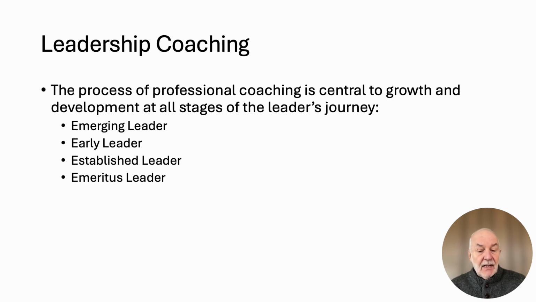Leadership coaching, as you can see on the slide, is the process of professional coaching which is central to your growth and development at all stages of your leadership journey, whether it be as an emerging leader, an early leader, even an emeritus leader or an established leader can also benefit from leadership coaching.